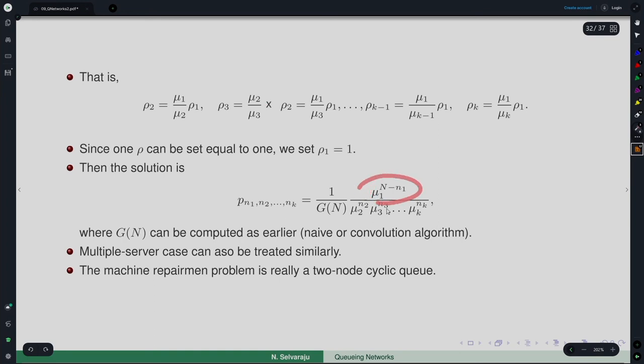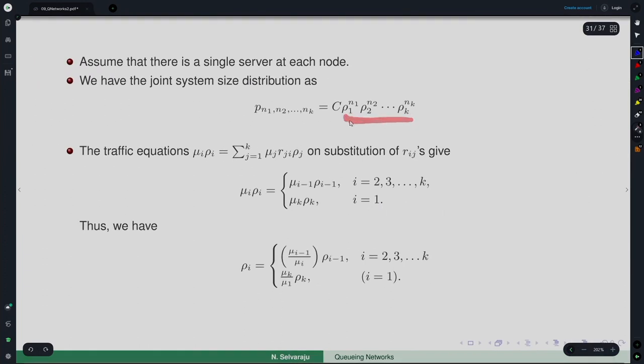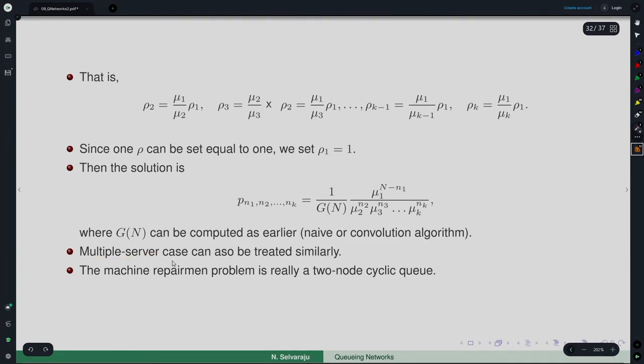So mu 1 and mu 2 to mu k are the parameters of the model that appear in this fashion, and you know that n 1 plus n 2 plus up to n k is n, because if you sum n 2 to n k, this is what you get from here. So this is the exact same expression. In the multi-server case, what will be the change that we will be affecting here? The multi-server case can also be treated similarly without much difficulty when you are looking at this cyclic queue.